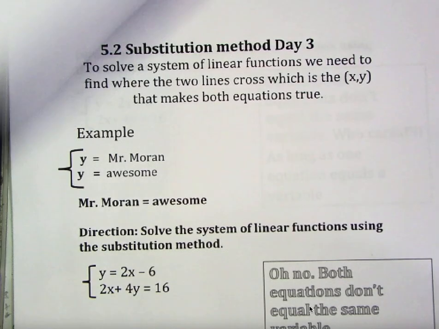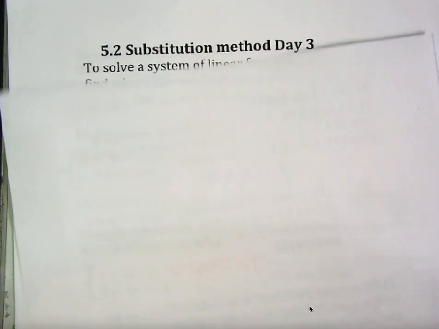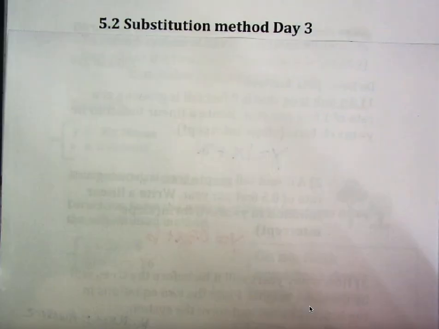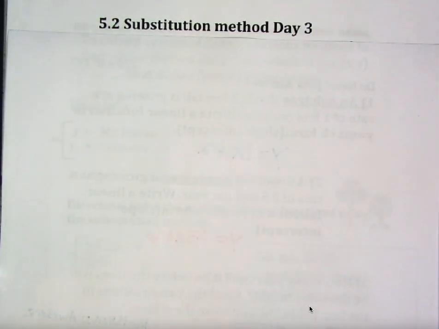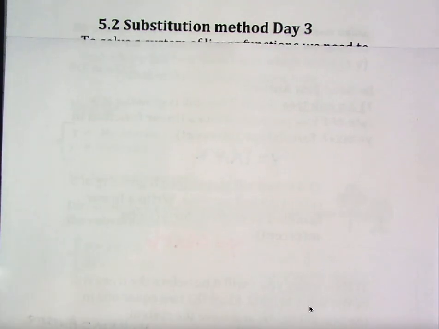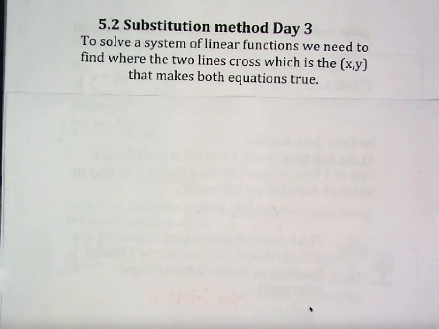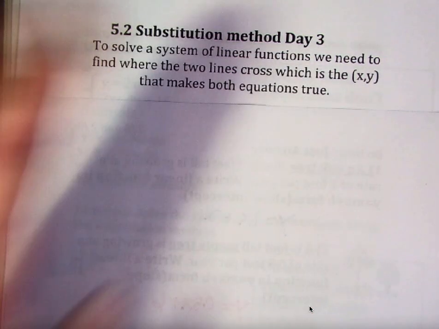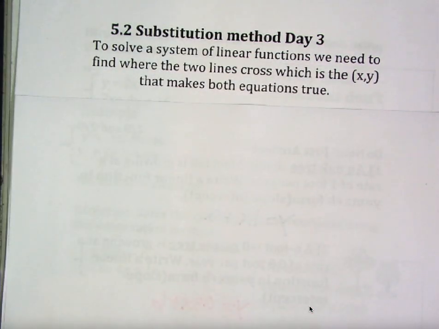There was no homework because we're a little bit behind the other class, but that's no worries. This is 5.2 substitution method day 3. If you're taking notes, write down the heading, not this next stuff. To solve a system of linear functions, we need to find where the two lines cross, the x and y that makes both equations true. We're trying to solve systems, we find out where they cross. It's also the x and y that makes both equations true.